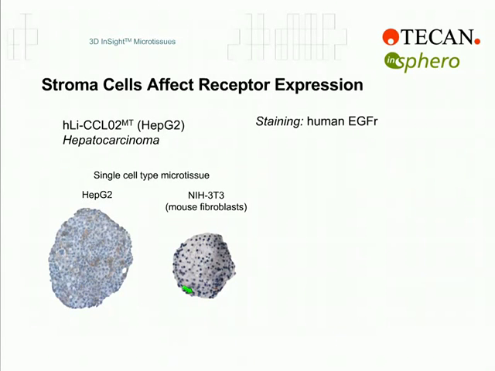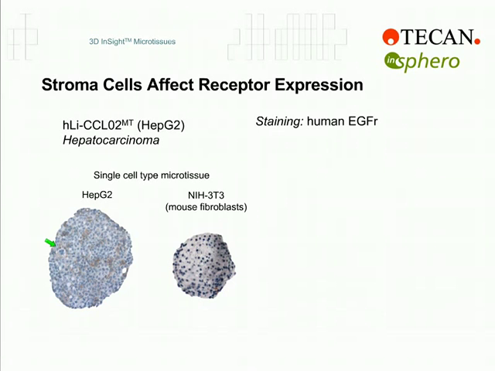One other example of how the co-culture system can affect the receptor expression of a model system is shown here for HepG2. We have stained for epidermal growth factor receptor, and there are a couple of clinical trials running where EGFR is a target for hepatocarcinoma therapy. However, when we grow HepG2, which is a hepatocarcinoma cell line, we see hardly any expression of EGFR in the model system.